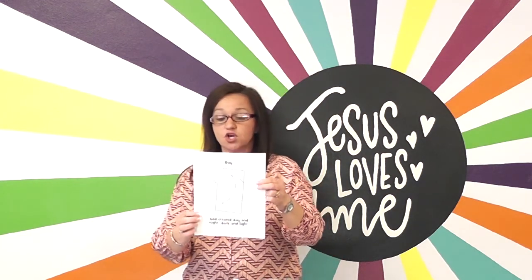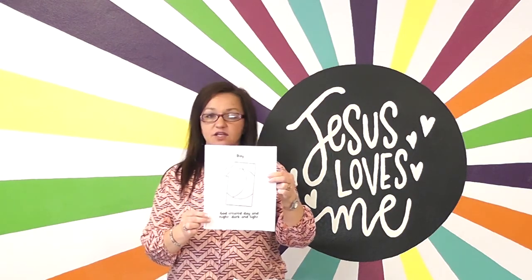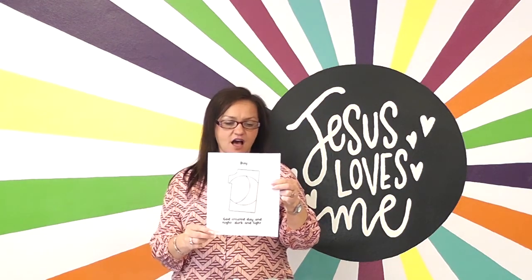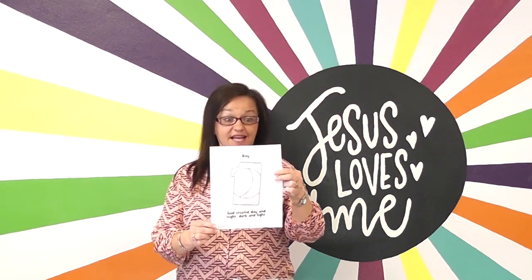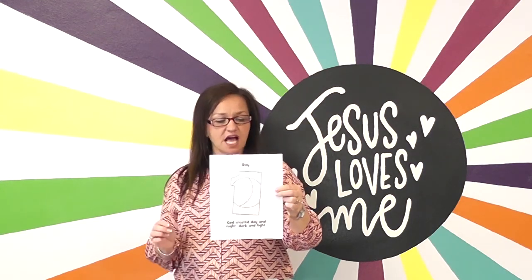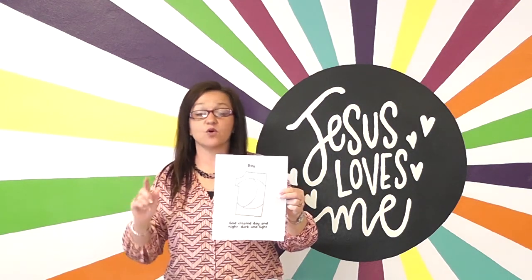According to this verse, who created the heavens and the earth? That's right, God. And when did he create them? In the beginning. That's right. It was the very beginning of time. Nothing existed before this except God.